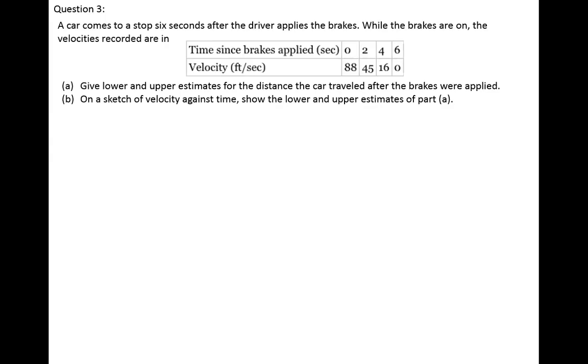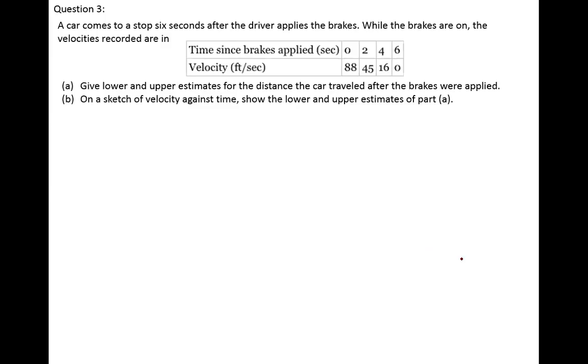A car comes to a stop 6 seconds after the driver applies the brakes. While the brakes are on, the velocities are recorded, and we have some data. Time since brakes applied: at 0 seconds, the velocity was 88 feet per second. After 2 seconds, 45. After 4 seconds, 16. And of course, at 6 seconds, 0. The car stops. Give lower and upper estimates for the distance the car traveled after the brakes were applied. That we have to estimate.